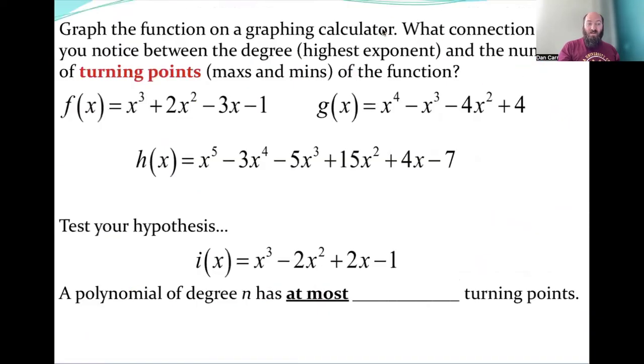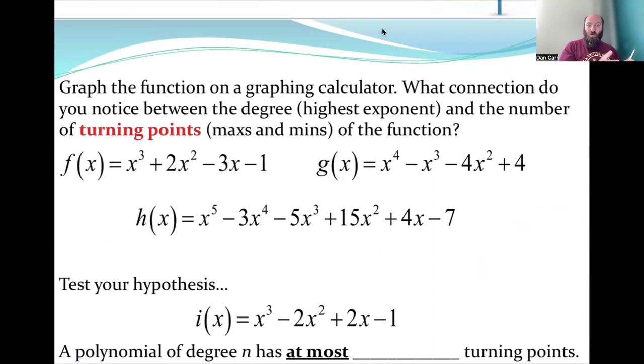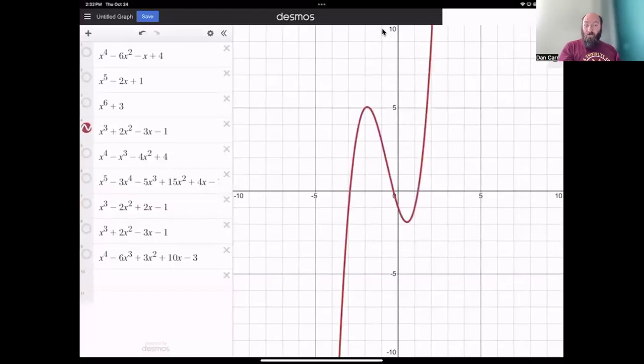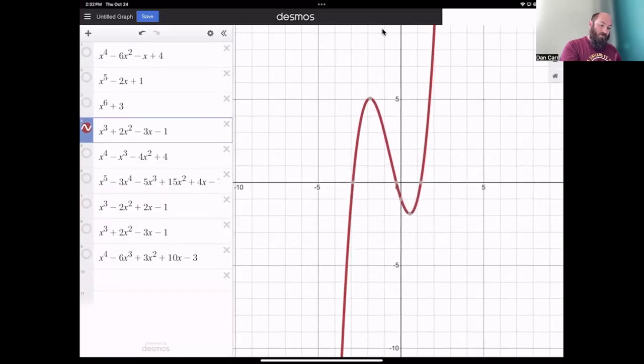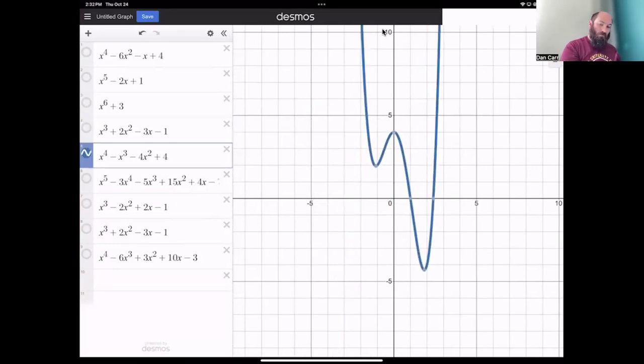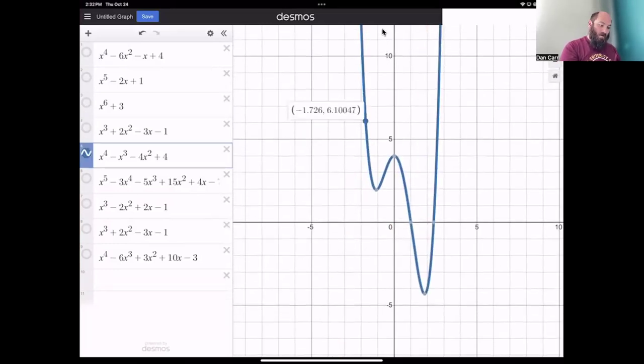So let's look at each of these cases here. We have x cubed, x to the fourth, and then x to the fifth. So I'm just going to go through all 3 of them real quick. So here's this one. You can see on the graph, there we go, here's 1 and then 2 turning points. Okay. Here's that second one there. If I do this one, it comes in, here's 1 turning point, 2 turning points, and 3 turning points.